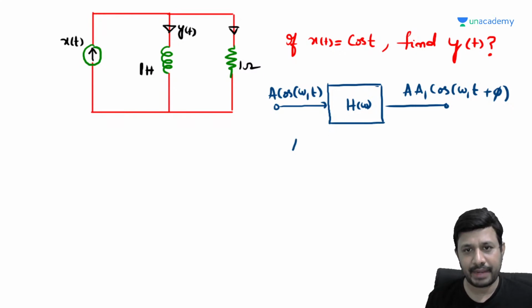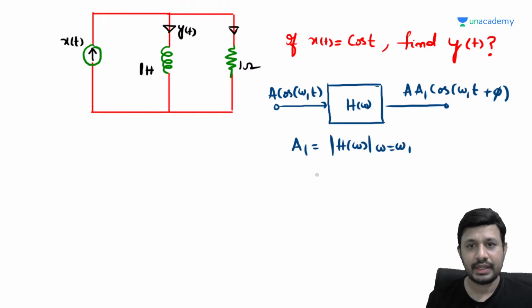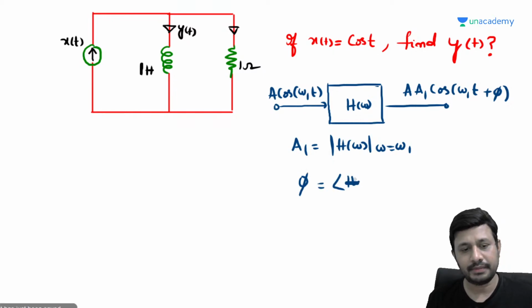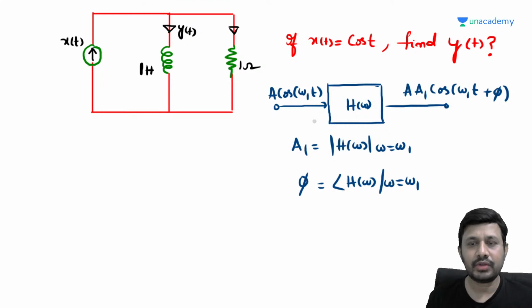The changed magnitude is nothing but the magnitude of H of omega at omega equal to the input frequency omega 1, and the changed phase phi is nothing but the phase of H of omega at the input frequency omega 1, right? Now the question is, can I get the frequency response from this network? If I can get the frequency response, yes, I can use this property, right? Now how to get the frequency response?